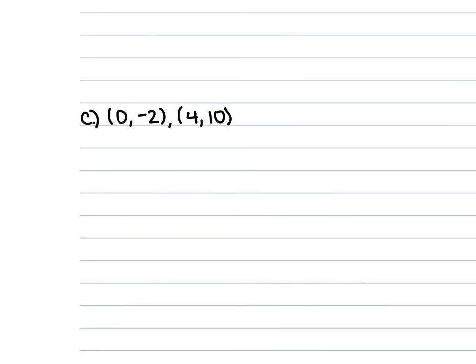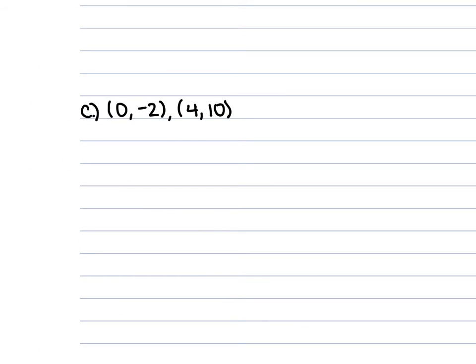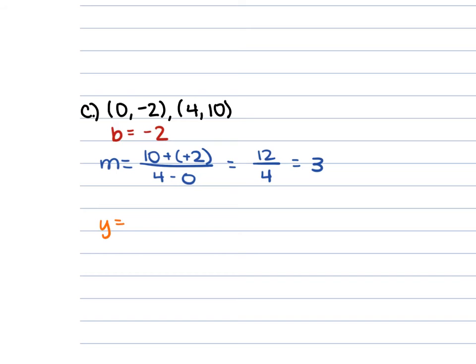For example C, we have 0, -2, and 4, 10. So automatically our b value is that -2 since we have an ordered pair 0 something. Our slope, we're going to find by doing 10 minus -2 all over 4 minus 0. The 10 minus -2 is 10 plus 2, which is 12, over 4 minus 0, which is 4. 12 divided by 4 is 3. So y equals mx plus b. We're going to have y is equal to 3x plus -2. A positive times a negative is a negative, so y is equal to 3x minus 2.